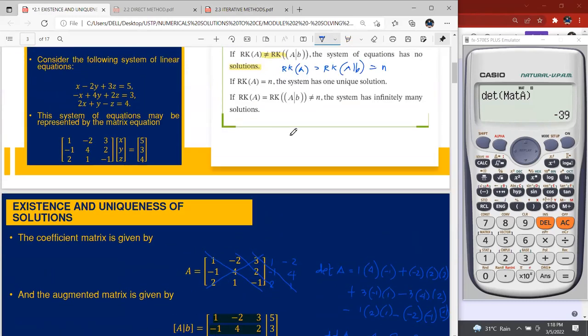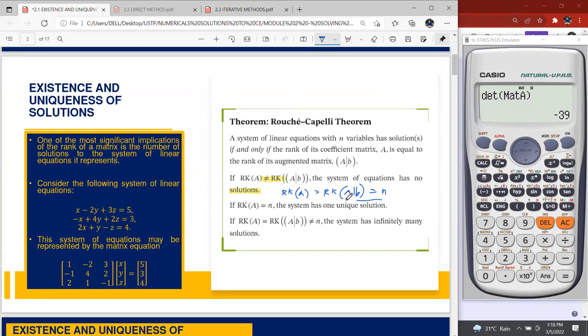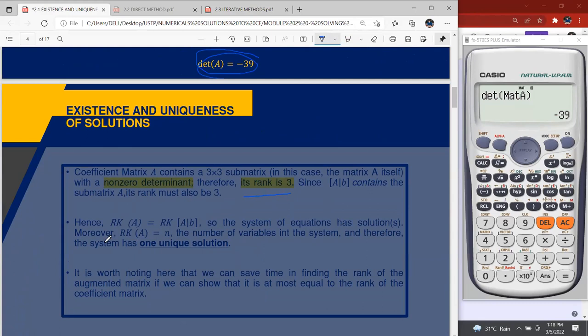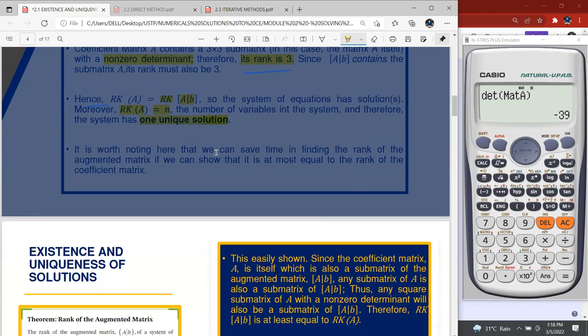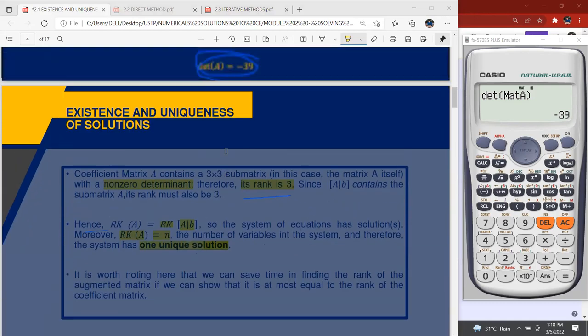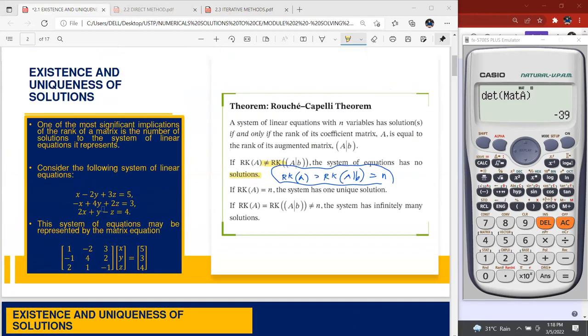By the theorem, if the rank of A is equal to the rank of its augmented matrix B, then the system of equations has a solution or solutions. Moreover, the rank of matrix A is equal to n, the number of variables in the system, and therefore the system has one unique solution. That means we can solve for the values of x, y, and z. Our target here is to solve for the values of x, y, and z.